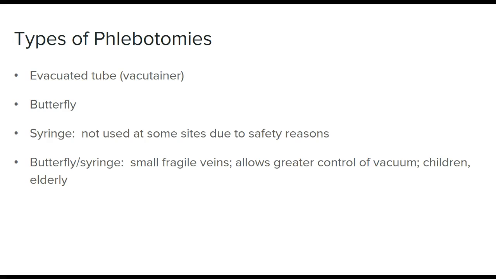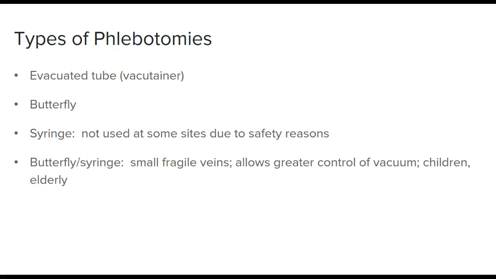Okay, types of phlebotomies. We do an evacuated tube with a vacutainer. I'll show you what this looks like. We have a butterfly. Most people know what a butterfly looks like, and they know what a syringe looks like. A lot of the facilities are getting away from using syringes because of safety reasons. A lot of needle sticks have occurred from employees using syringes, so they're trying to get away from it.